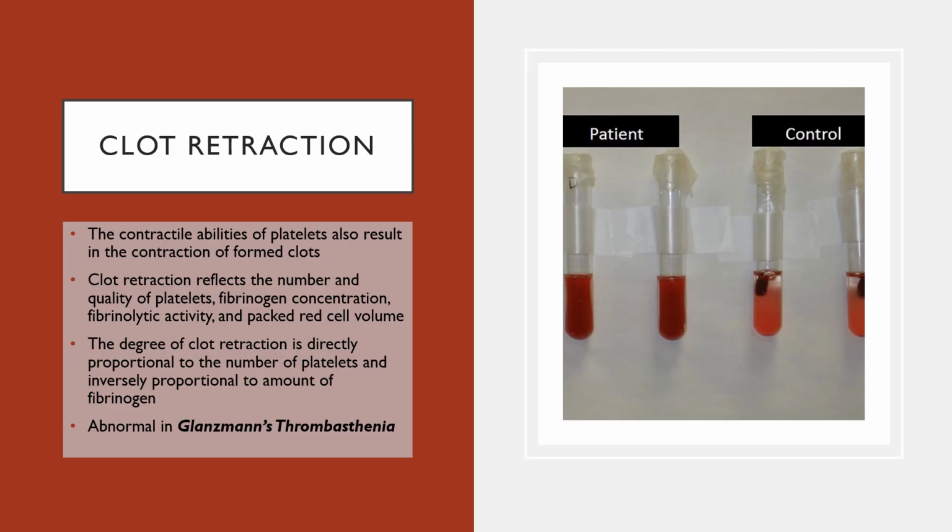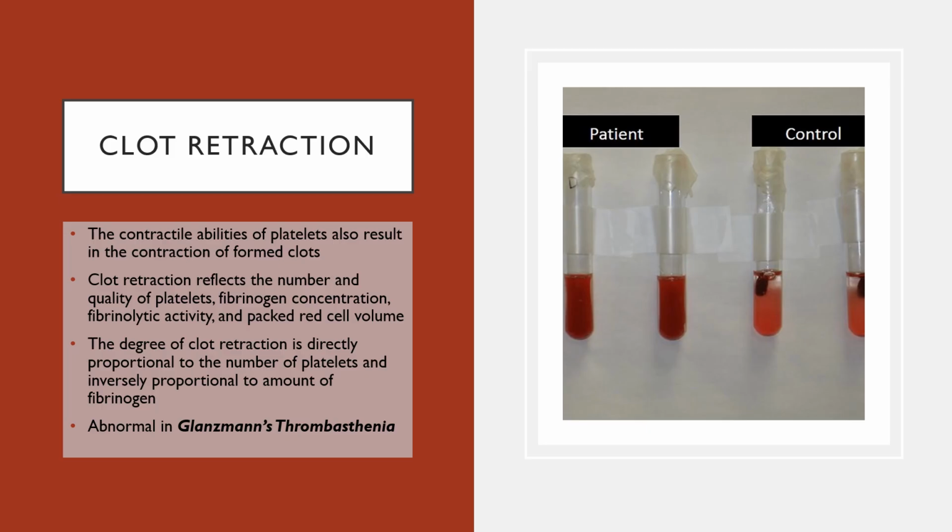Another antiquated test that we look at for evaluation of coagulation is clot retraction. Now, because platelets have that ability to change shape, they also have what are called contractile abilities. That contractile ability that platelets have also results in the contraction of formed clots. So once platelets come together, they've gone through a shape change, they have their fibrin crosslinks, and they are now a stabilized clot.